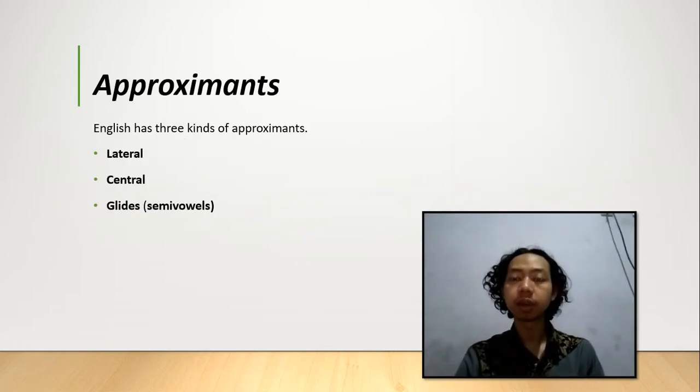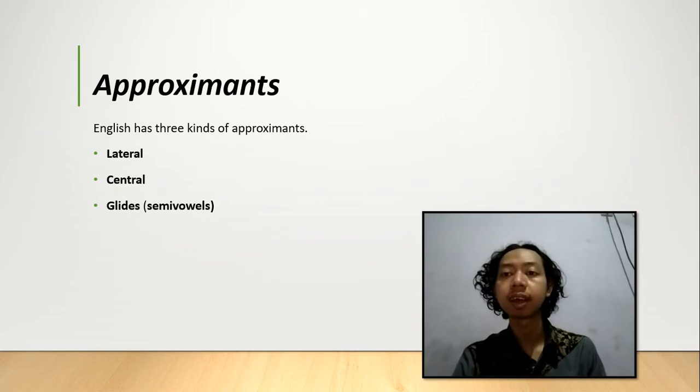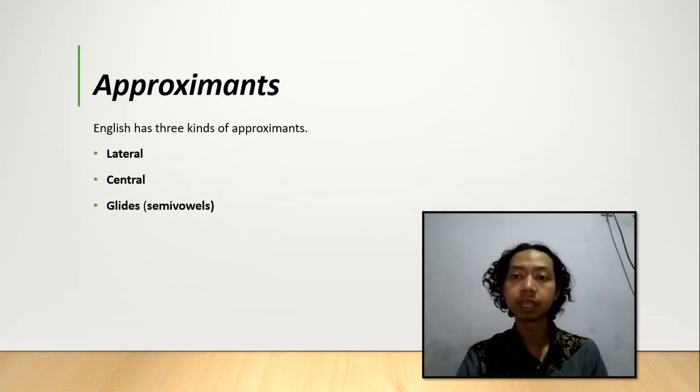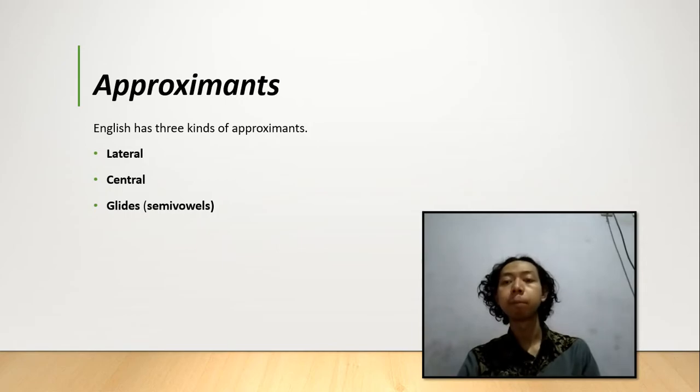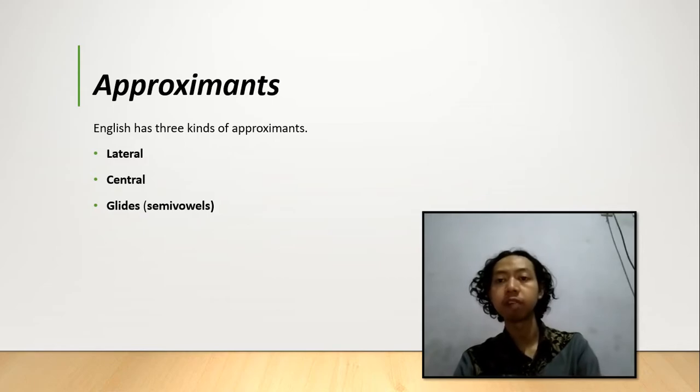Okay, the next one is approximants. Approximants are sounds made by narrowing the oral cavity, but not enough to cause turbulence in the airstream. So the airstream is said to be smooth. English has 3 kinds of approximants. They are lateral, central, and glides or semi-vowels.